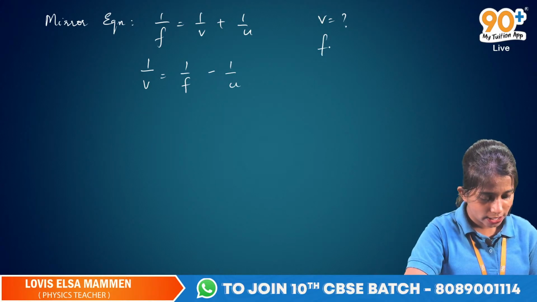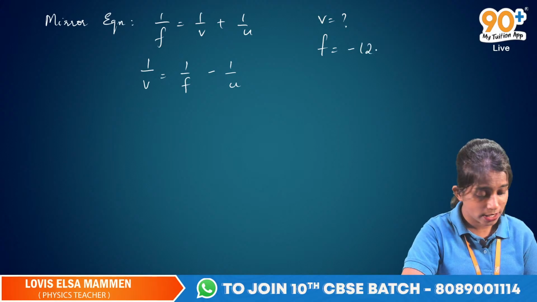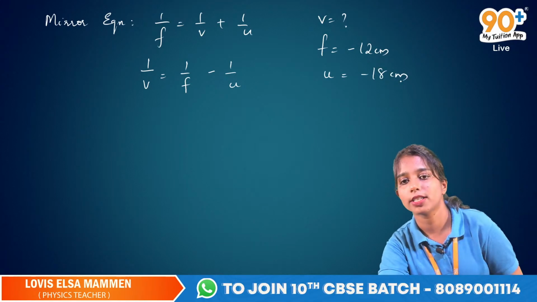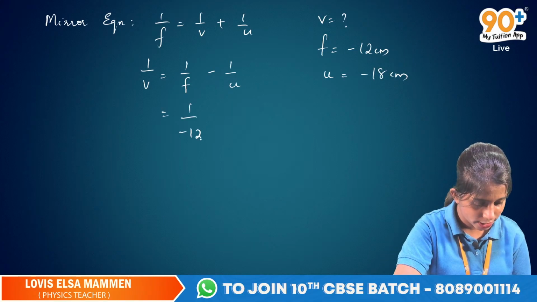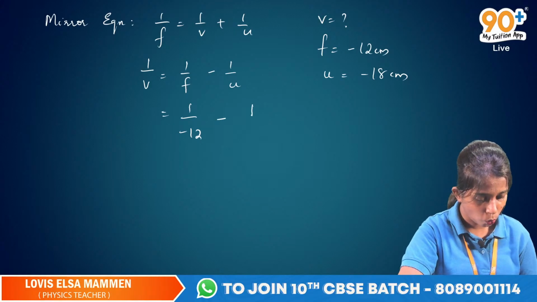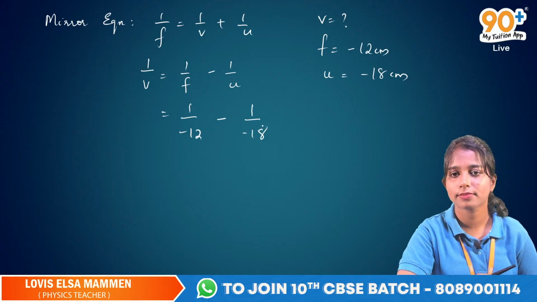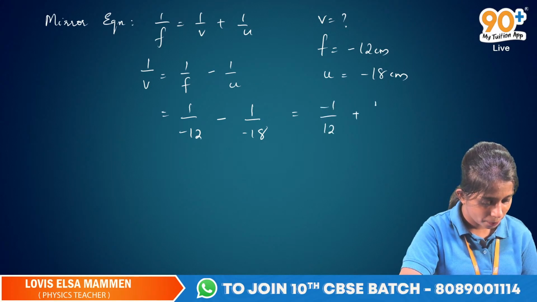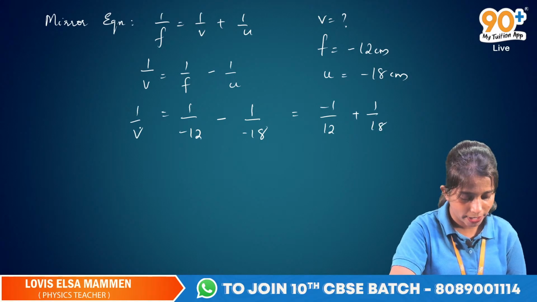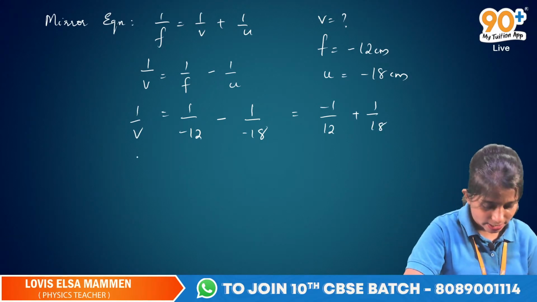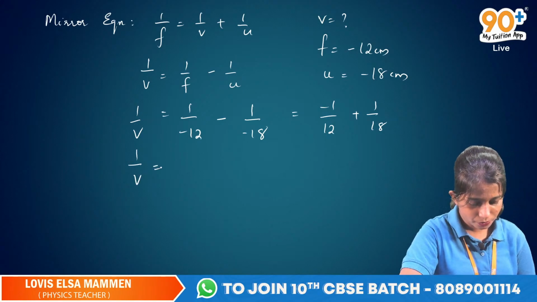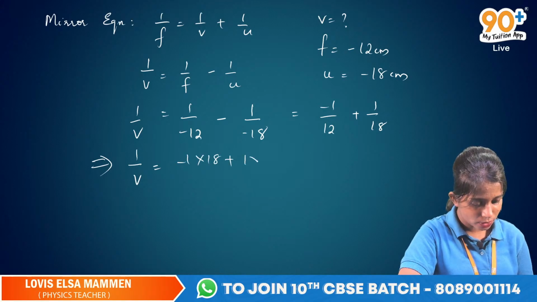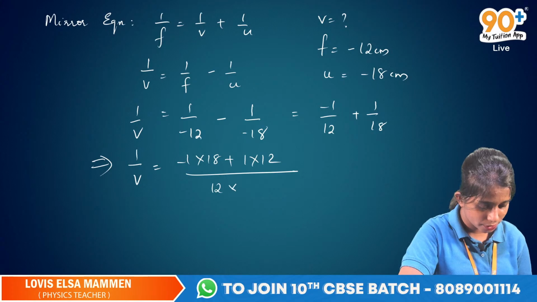Substitute. Focal length is given in the question as minus 12 cm and the object distance is given as minus 18 centimeter. So it is 1 by minus 12 minus 1 by minus 18, which is minus 1 by 12 plus 1 by 18. That is actually 1 by V. Now take the LCM. 1 by V is equal to minus 1 into 18 plus 1 into 12 divided by 12 into 18.